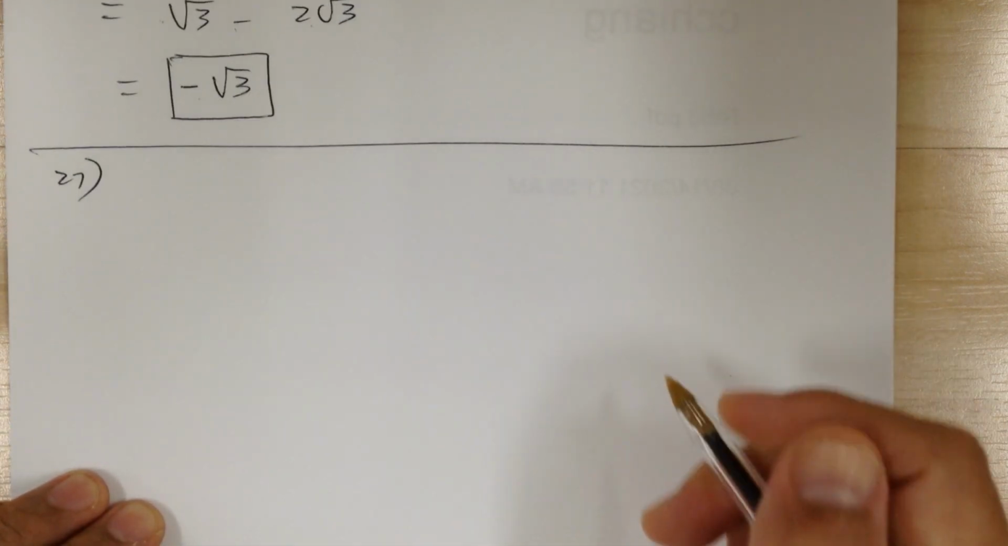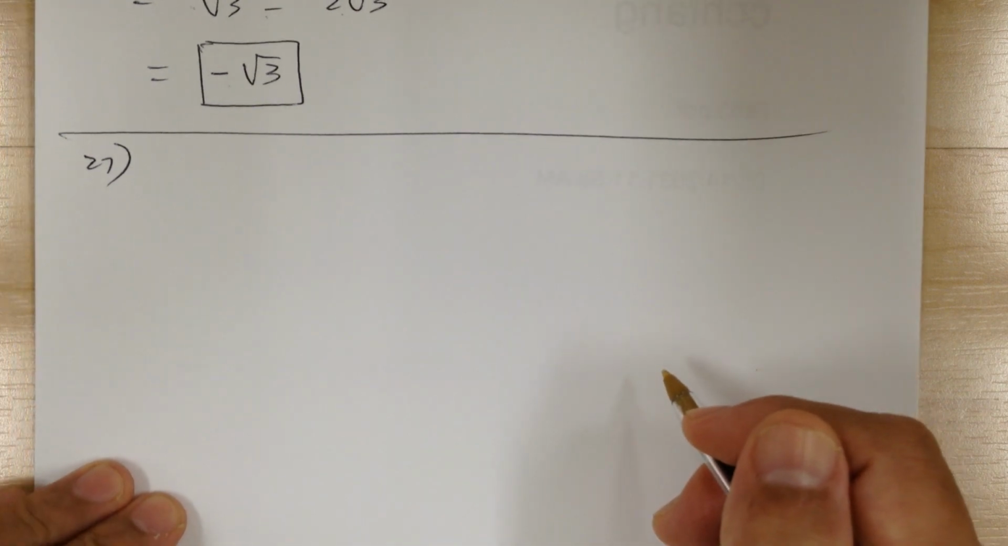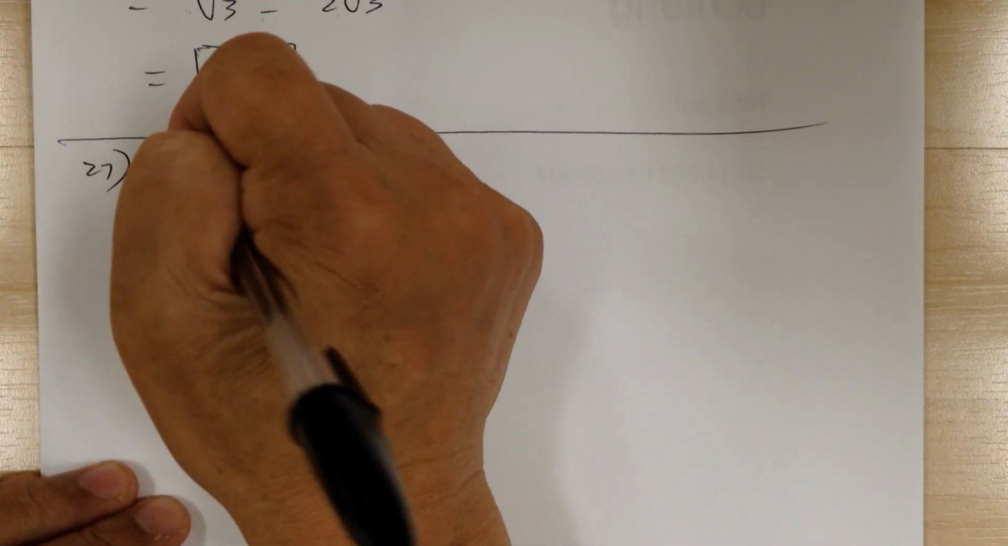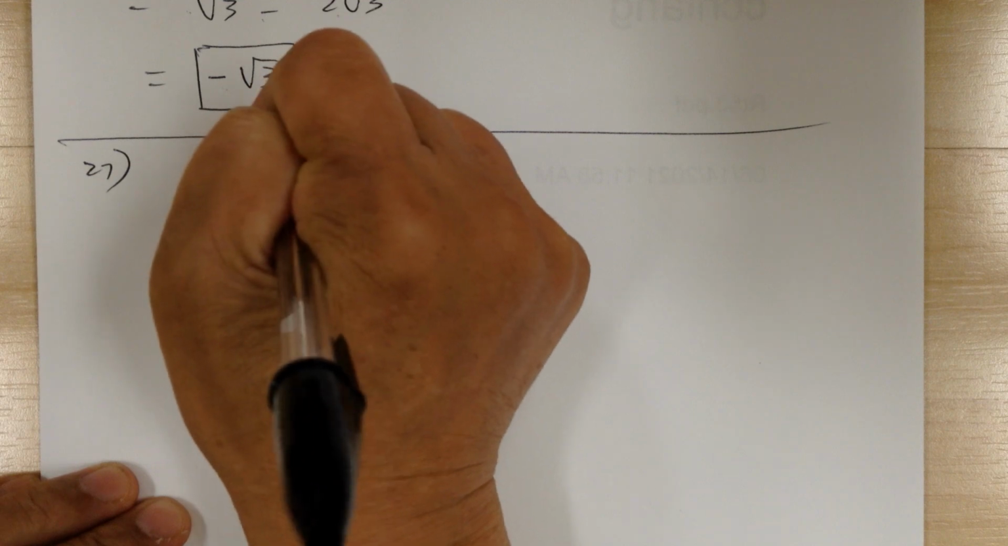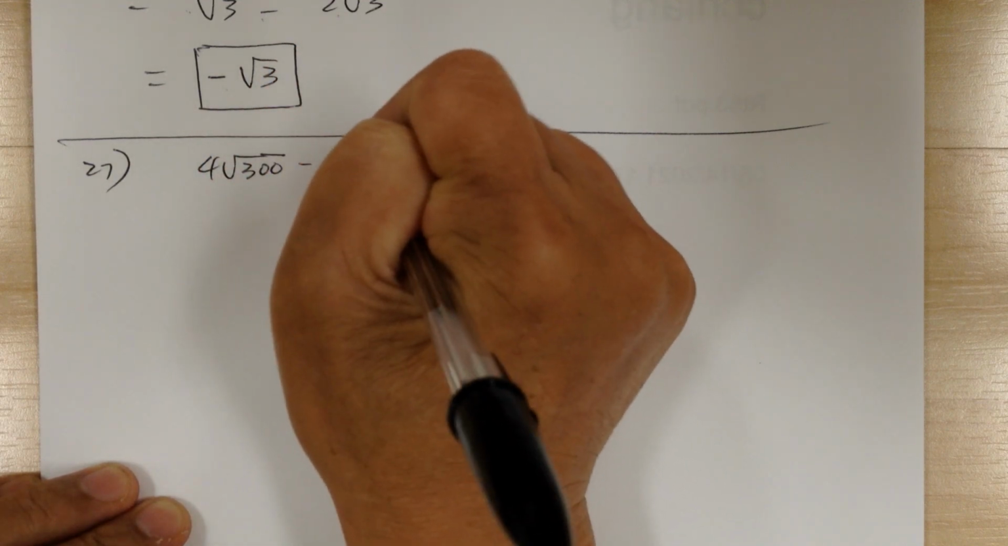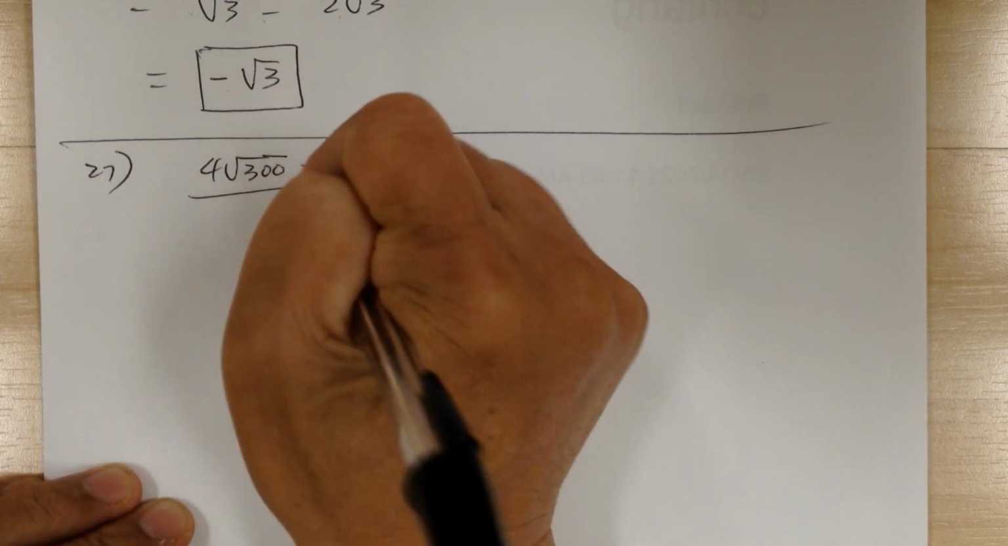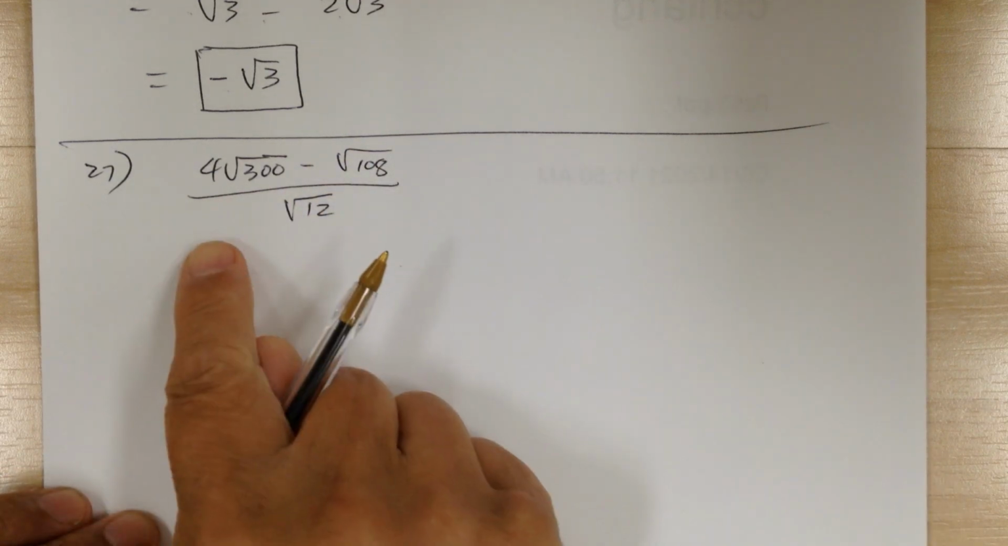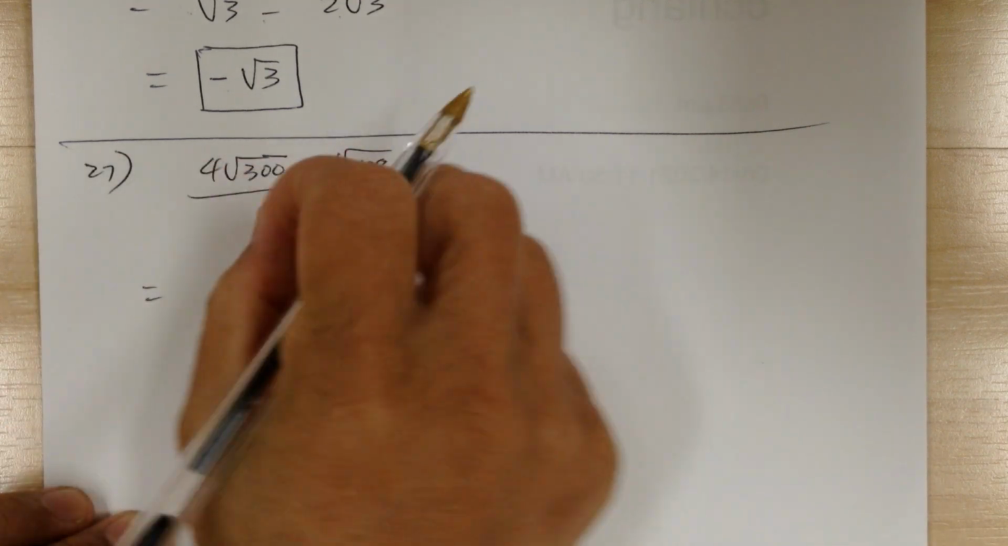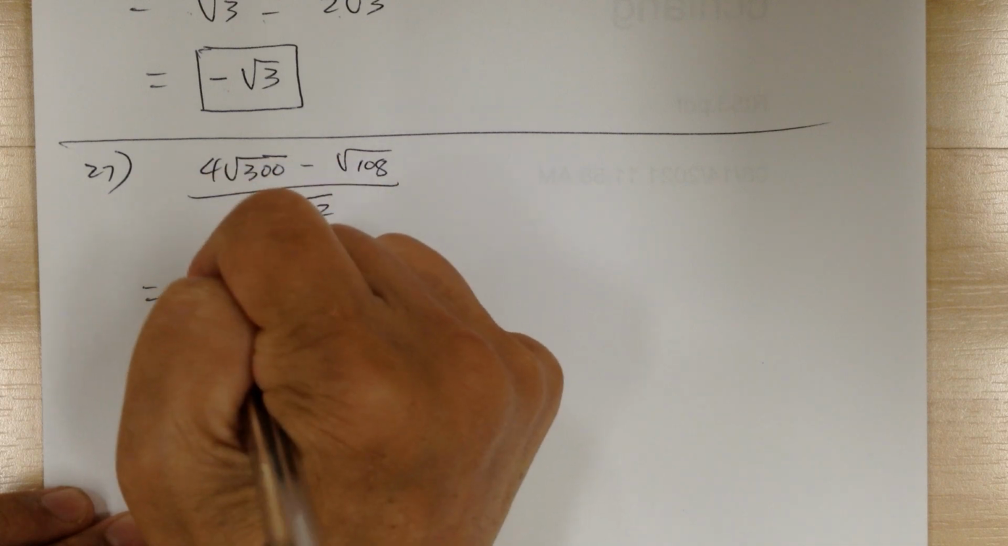Okay, number 27. Okay, you got 4 square root of 300 minus square root of 108 over square root of 12. Again, when you have this kind of situation, best thing to do is go and separate, go and undo your common denominator.